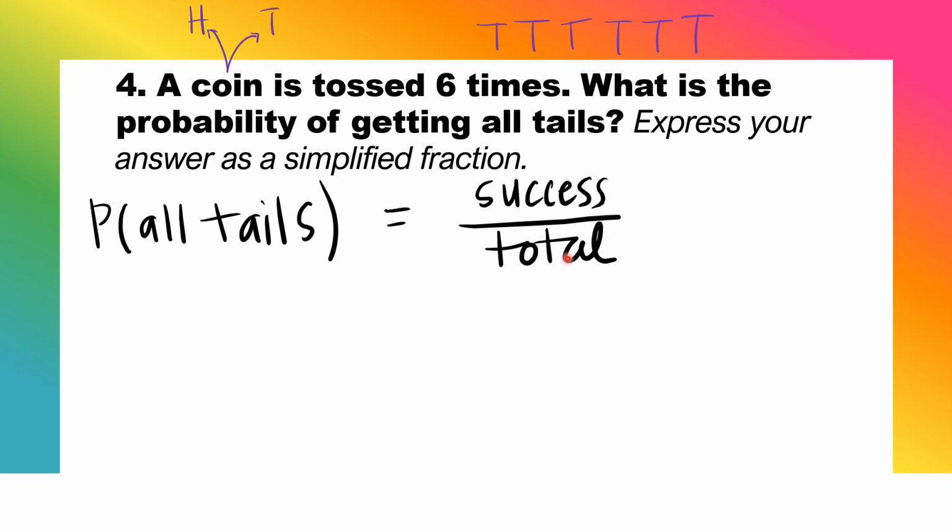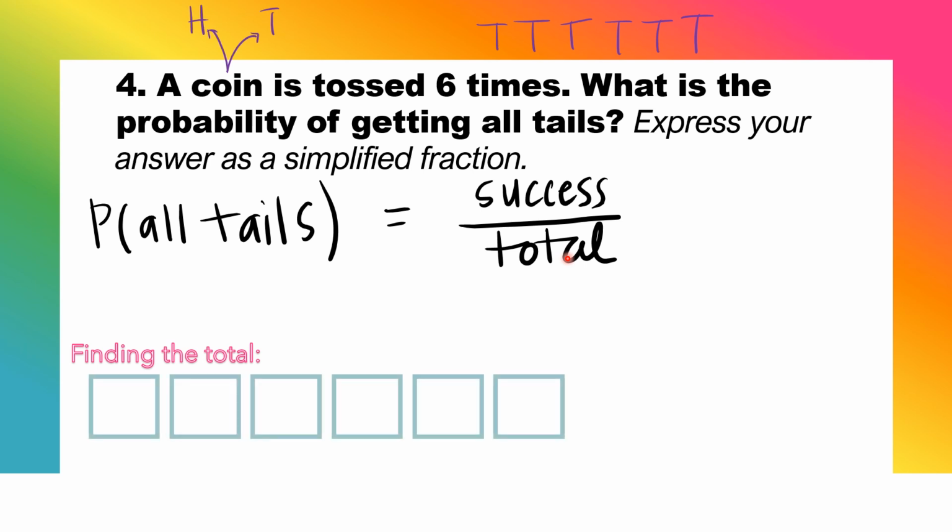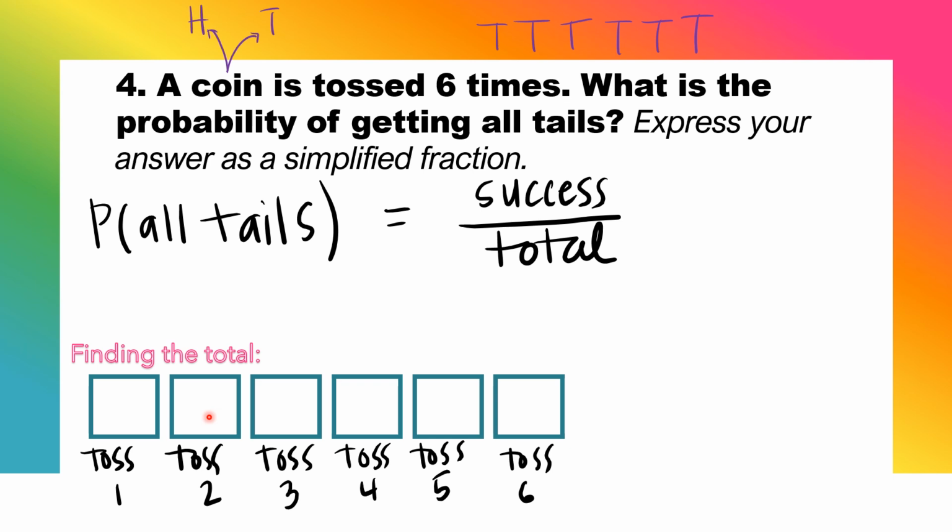But I need to figure out how many possible outcomes there are in my sample space. So if I toss a coin 6 times, how many possible outcomes are there? That's where the fundamental principle of counting is going to come in. Each toss of the coin I'm thinking of as an individual box. So you can see I've got 6 boxes here, 1, 2, 3, 4, 5, 6. Each box represents a toss of the coin, and for each toss, I'm going to think about how many outcomes are possible for that toss.